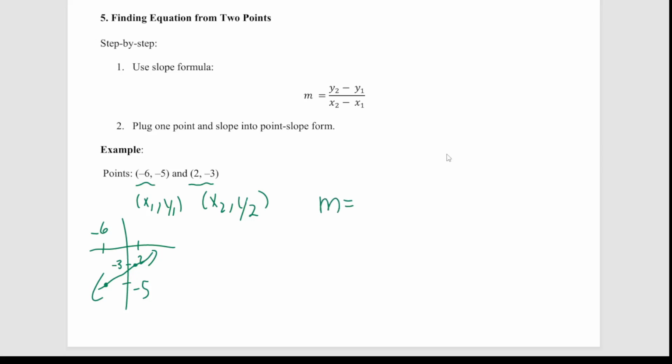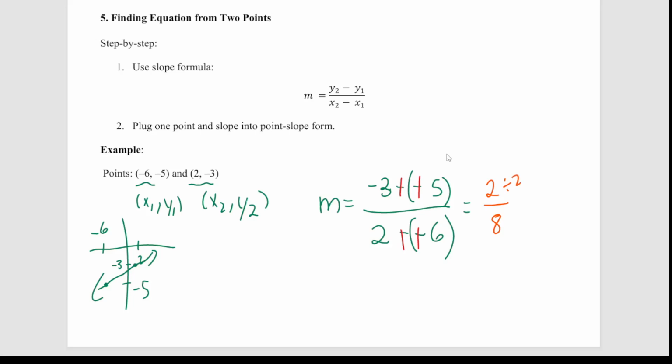So we have our slope is equal to y2 minus y1 over x2 minus x1. It can sometimes be helpful to put that minus and negative in parentheses. Keep in mind that minusing a negative is the same thing as adding a positive. So negative 3 plus positive 5 gets us 2. 2 plus positive 6 gets us 8. 2 over 8, both of those are divisible by 2, leaves us with 1/4.